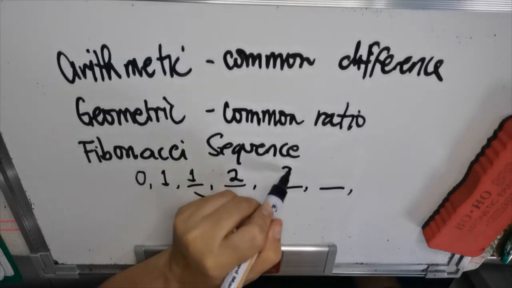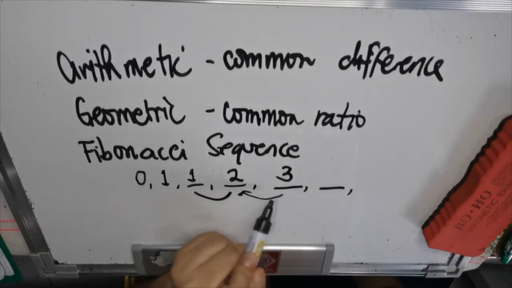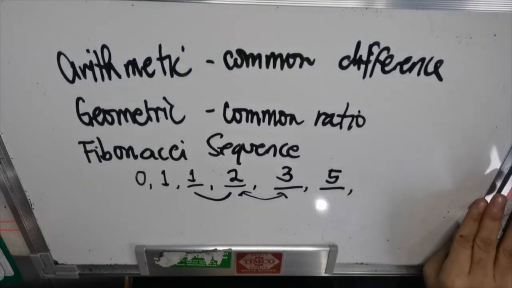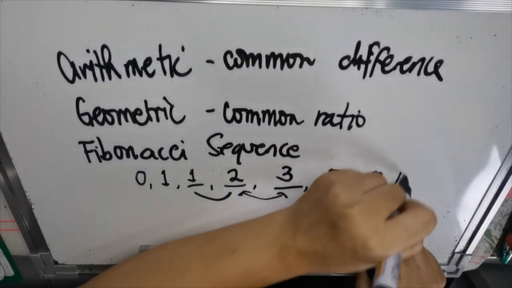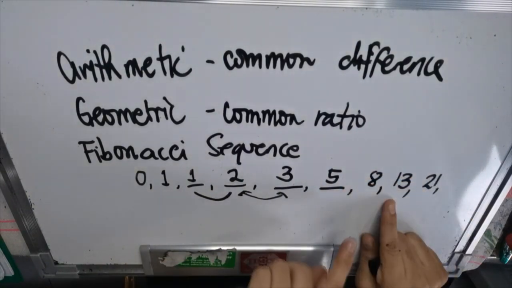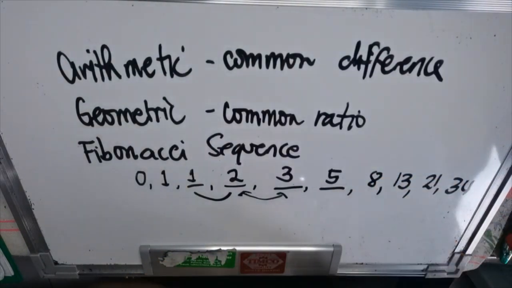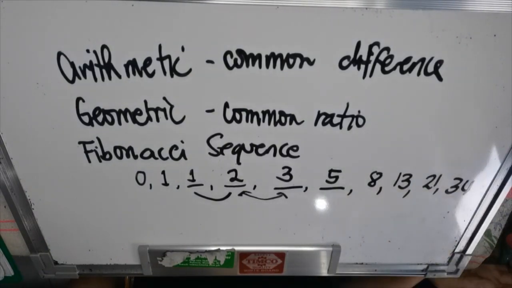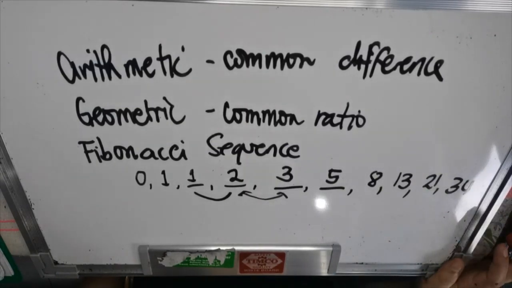1 plus 2, 3. To find this, add lang natin dalawang magkasunod, 2 plus 3, 5. And then, to find the next terms, gano'n lang nang gano'n siya. So, 3 plus 5, we will have here 8. 5 plus 8, we will have here 13. 8 plus 13, we will have here 21. And then, to find the next term, we will be having here 34. And then, 55, and so on and so forth. So, that is a quick recall lang ng ating different sequences.